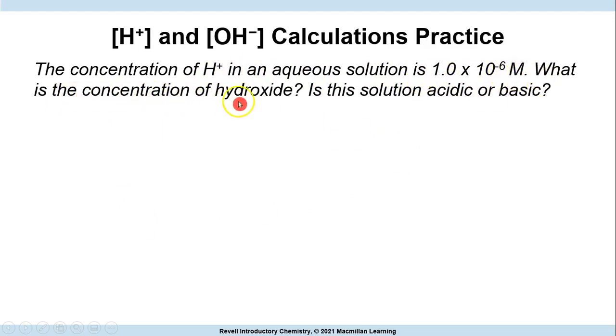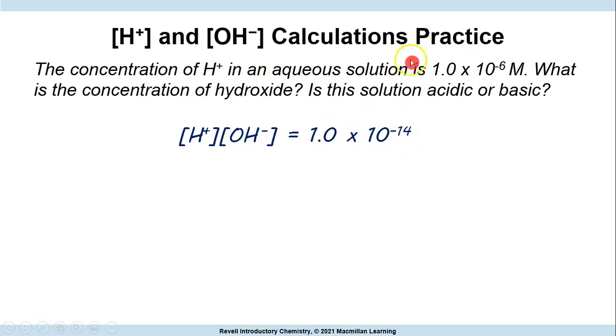What is the concentration of the hydroxide, and is this solution acidic or basic? The solution has a hydrogen ion concentration of 1.0 times 10 to the minus 6. Is it an acidic solution or a basic solution? Now, we know that the product of the hydrogen ion concentration and the hydroxide ion concentration is 1.0 times 10 to the power minus 14.